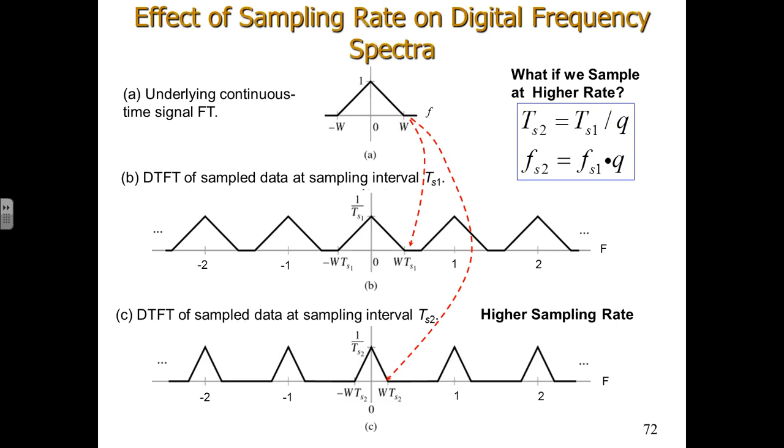So why might we consider doing this? Well, by putting more distance between the spectral copies, it makes it easier for us to extract just the center one that we want when we go through the reconstruction process. It also gives us a higher Nyquist frequency, so we have less likelihood of aliasing in our signals when we're doing the sampling process.